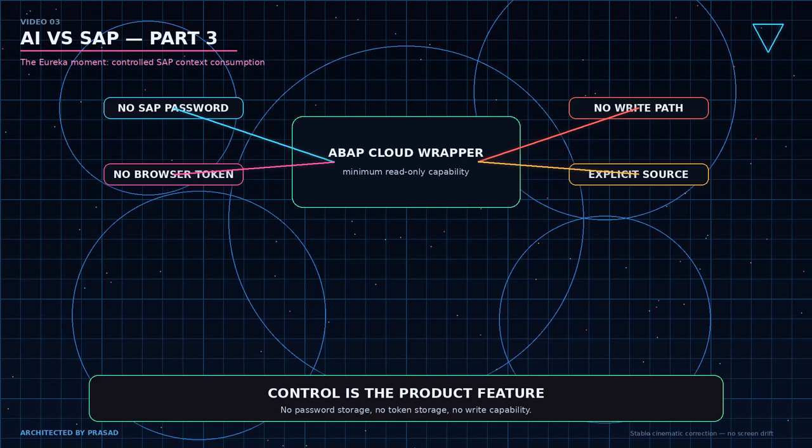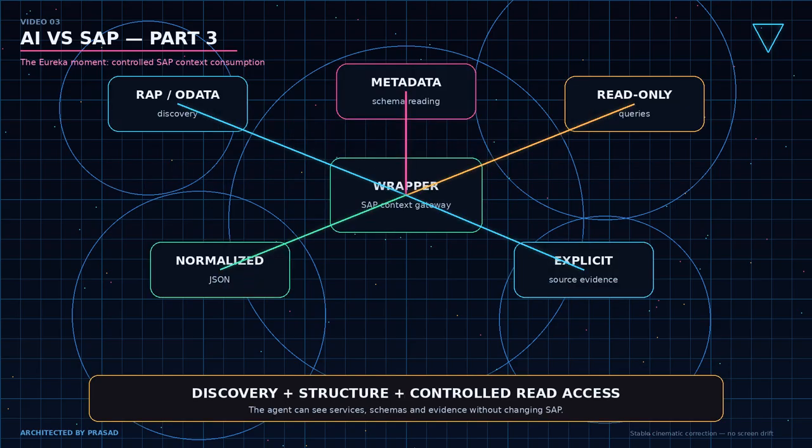The wrapper made a few things very possible. First, RAP and OData v4 entity discovery. The agent could now see which entities were available. Second, metadata and schema reading. The agent could understand the structure before trying to reason over the data.